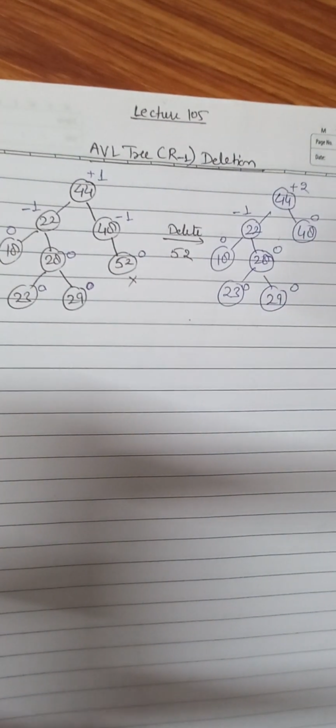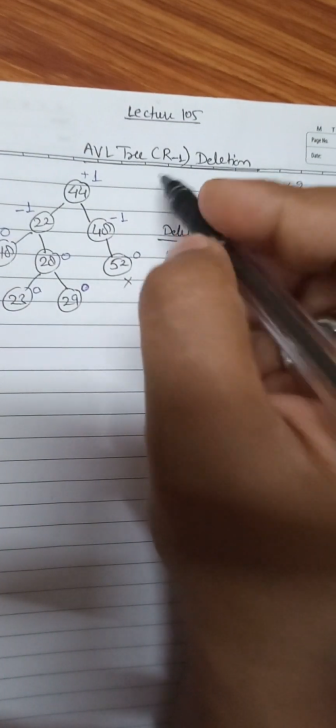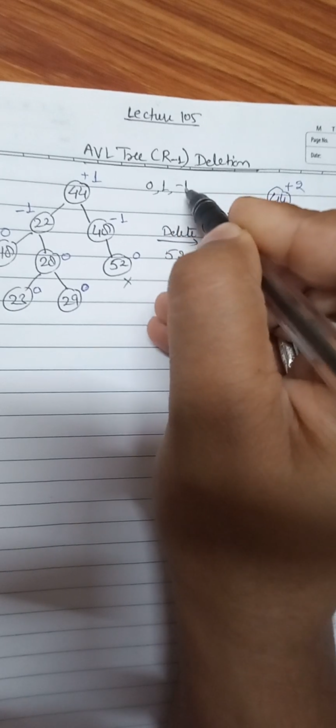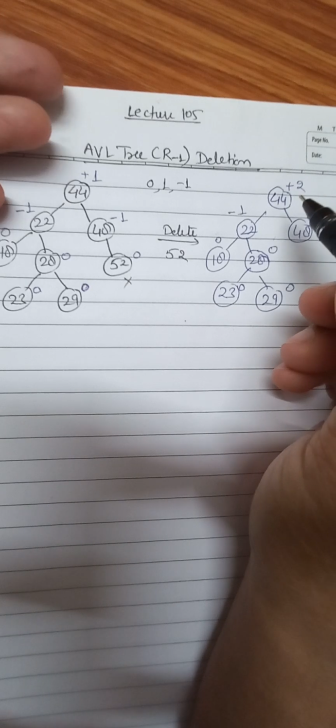So we are able to see now the balancing factor is +2, because in an AVL tree the balancing factor can only be 0, +1 and -1. But if it is beyond this, as we see +2, then we have to do rotation.